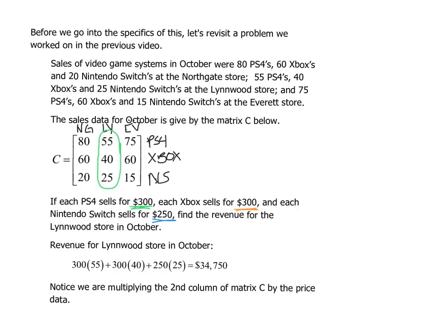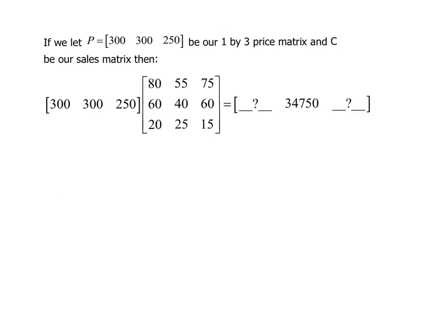for $250. So to compute the revenue, we just needed to take our $300 for our PS4 and then multiply by the number of PS4s, that was 55, plus we had $300 for the Xbox times the number of Xboxes, that was the 40, and then $250 for the Nintendo Switch, and then multiply by the number of Nintendo Switches, and we got 25. Notice what we're doing is we're multiplying the second column of our matrix here times some numbers. If we take our price data and make this price matrix and put it here as our row matrix, we are multiplying by that second column, and that's how we got that 34,750.